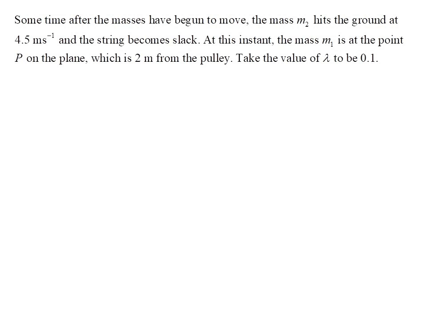The criteria in parts C and D are also changed. It says sometime after the masses have begun to move, the mass m2 hits the ground at 4.5 meters per second, and the string becomes slack, as shown in the diagram. At this instant, the mass m1 is at point P on the plane, which is 2 meters from the pulley, and we take 0.1 to be the value of lambda in this case.